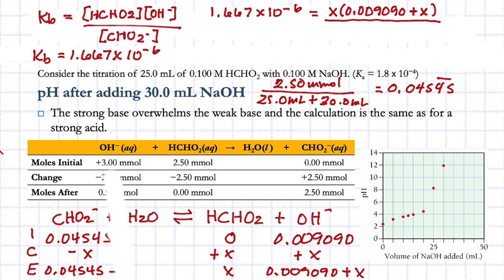It is 10 to the minus 14 over Ka. 5.5... Oh, did I do that wrong? Okay, thank you. I was trying to be fast and just find it. 5.556, yeah, times 10 to the minus 11. Yeah, that sounds better.